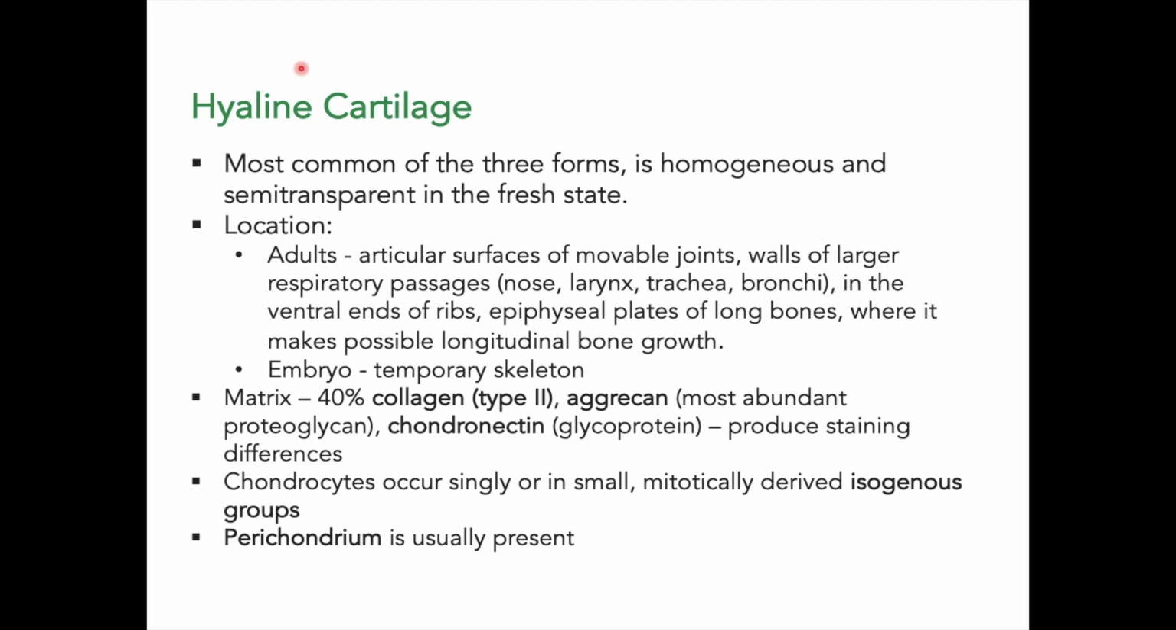So hyaline cartilage is the most common of the three forms. Again, siya yung predominant, di ba? Nakita nyo dun sa figure. This is homogeneous and semi-transparent in the fresh state. So medyo opalescent siya, yung parang jelly-like pero opaque siya na white. Okay? Usually, ito, tandaan nyo yung mga location nito.